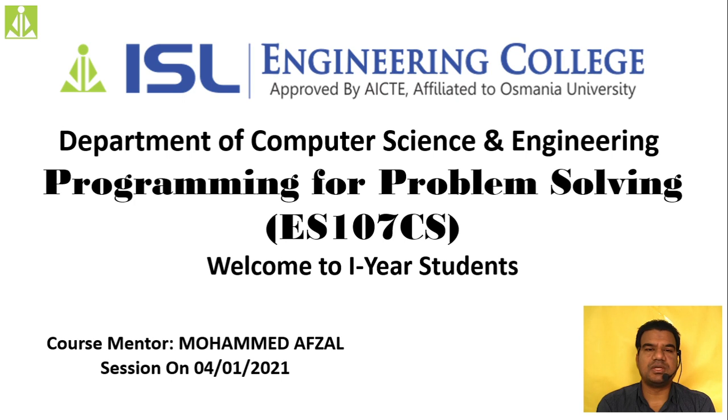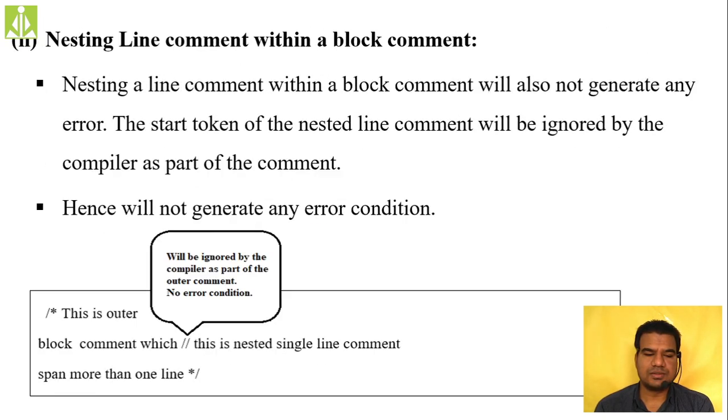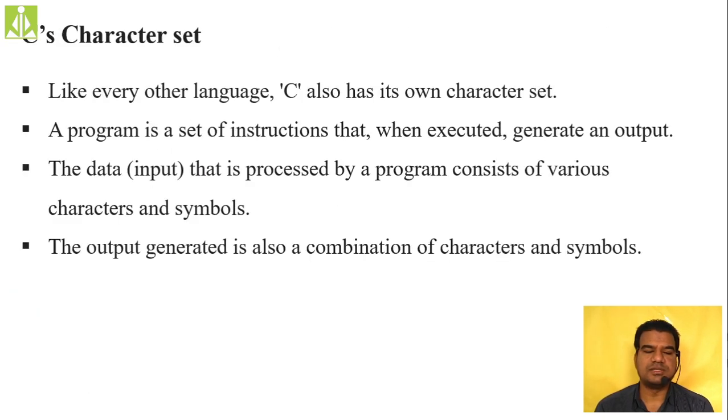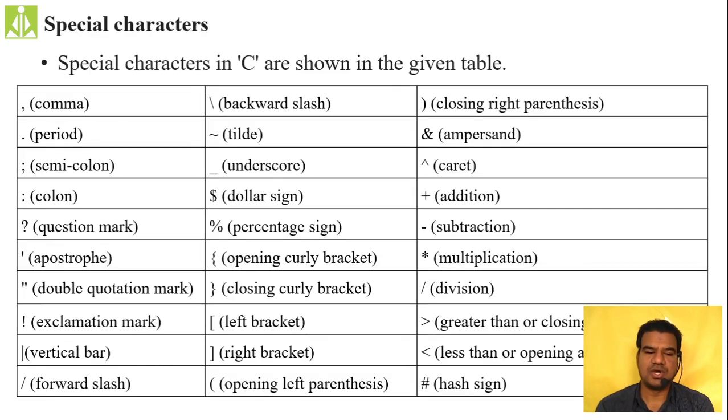In our previous session, we discussed the concepts of escape sequences, and then we also discussed identifiers and keywords. Then we started the data types concept. So quickly I will go to that slide. After the discussion of comments, we discussed C's character set, and we said in the character set of C we have letters, numbers, special characters, and white spaces. All these things we discussed.